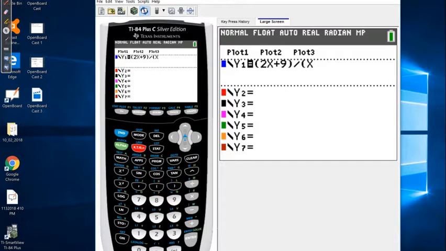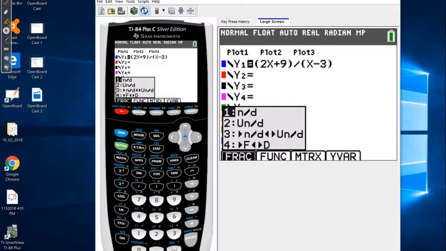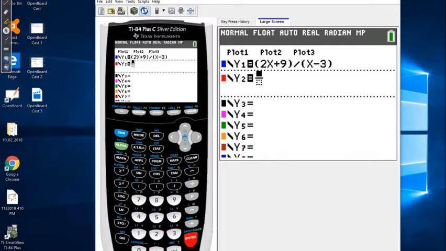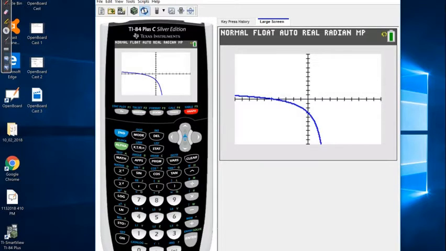Now you are welcome to use the shortcut for the fraction. So if you want to use the alpha F1 button and actually put it in as a fraction, you can do that. 2x plus 9 on top, x minus 3 on bottom. You are more than welcome to enter either one. When you hit graph, kind of watching the graph, how does it come on the paper from left to right?